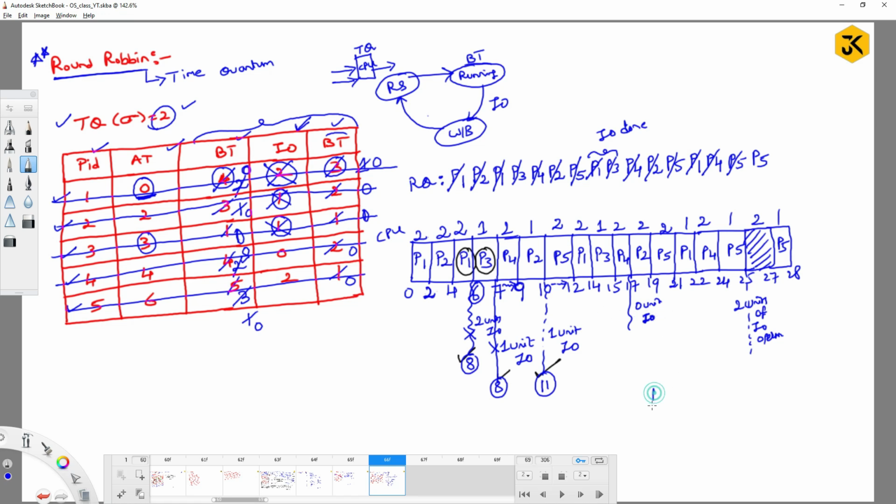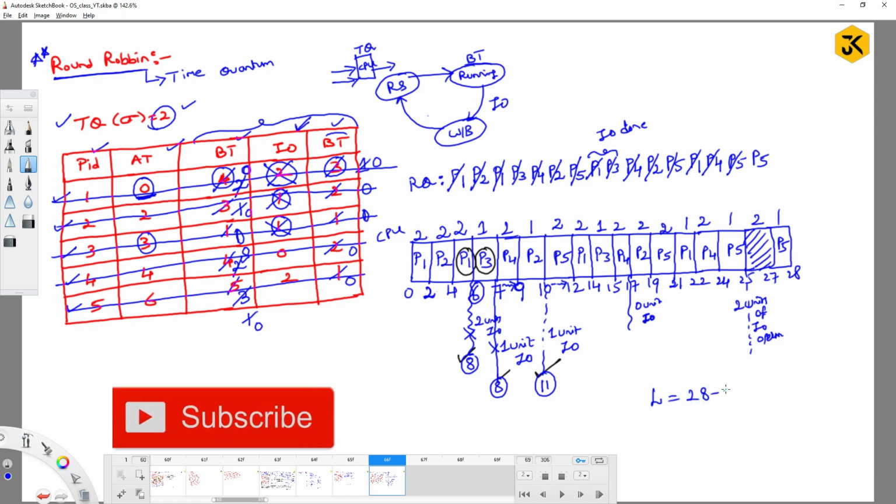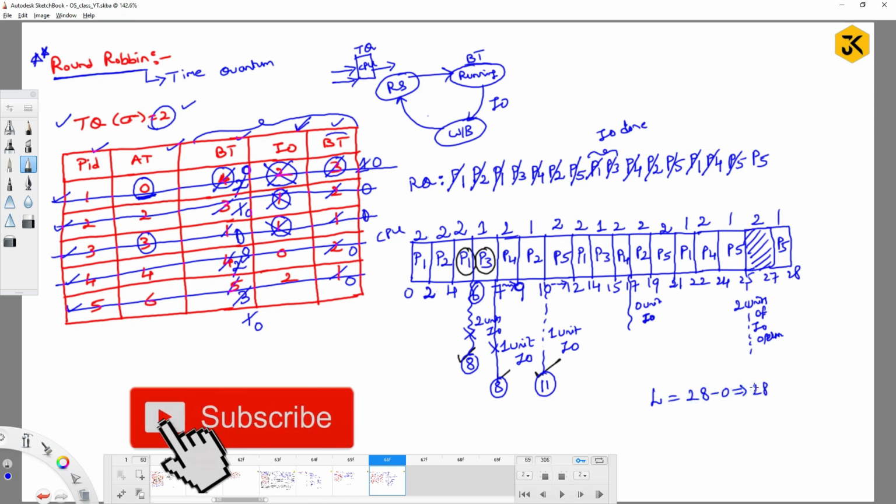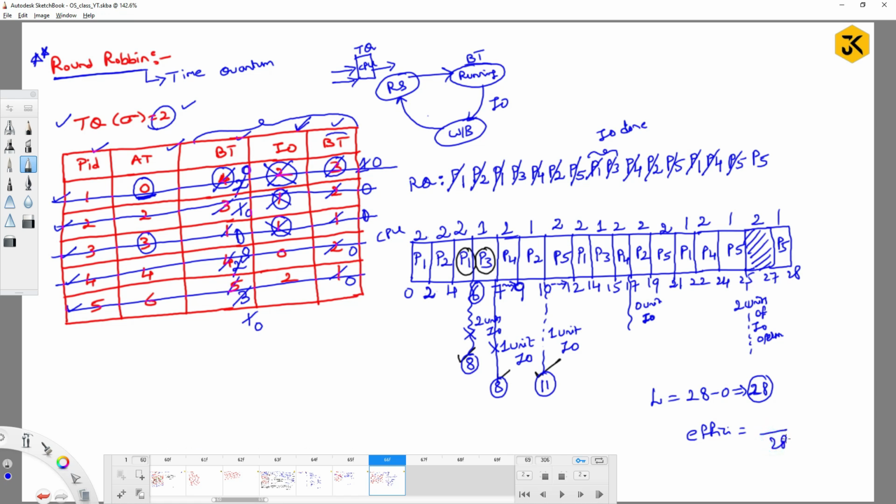What is the schedule length here? L equals 28 minus 0, which is 28. Then what is the efficiency of the CPU? The efficiency of the CPU: a total of 28 units allocated, out of which 2 units are wasted, that means 26 by 28 into 100 is the efficiency, right?